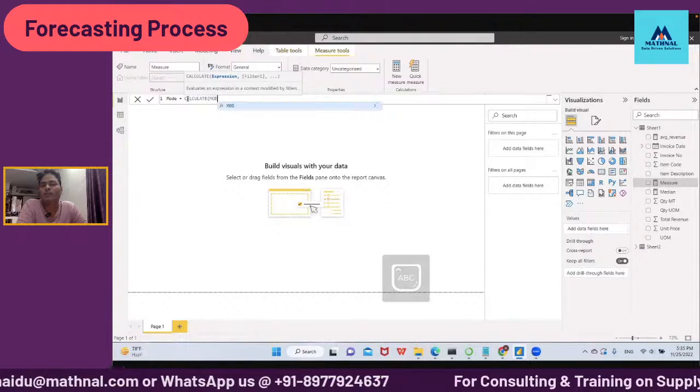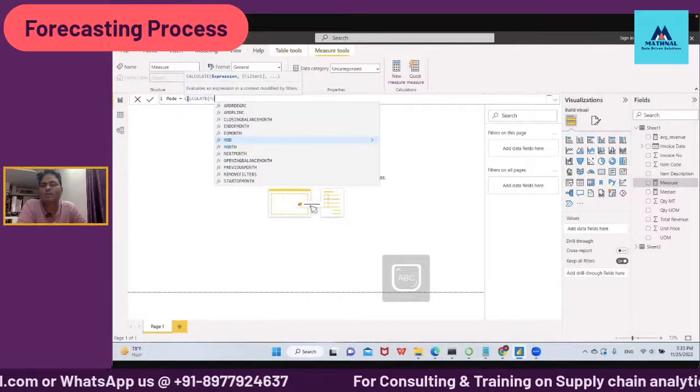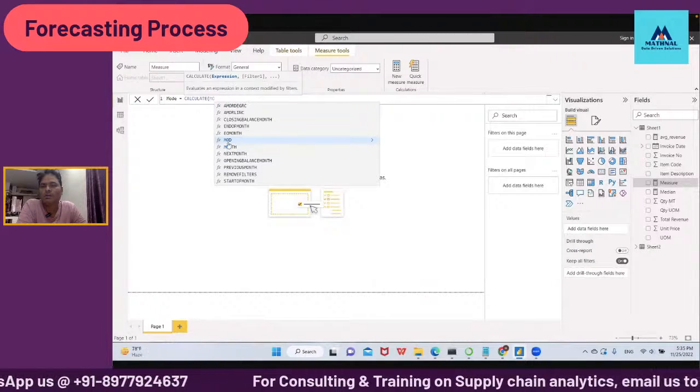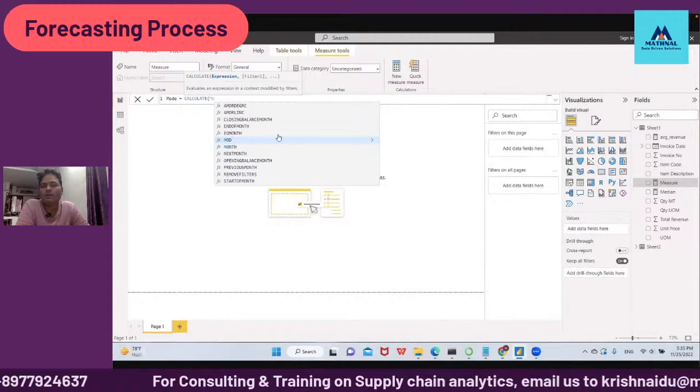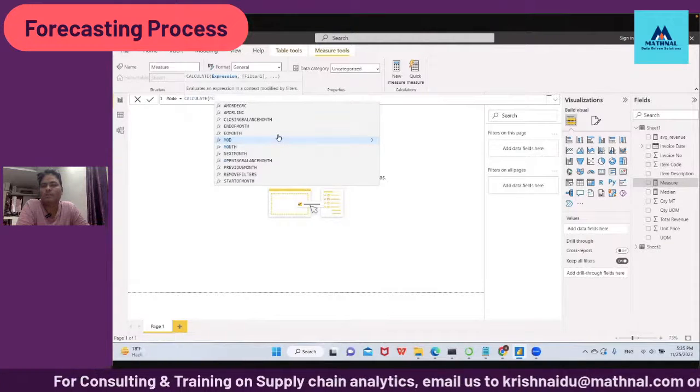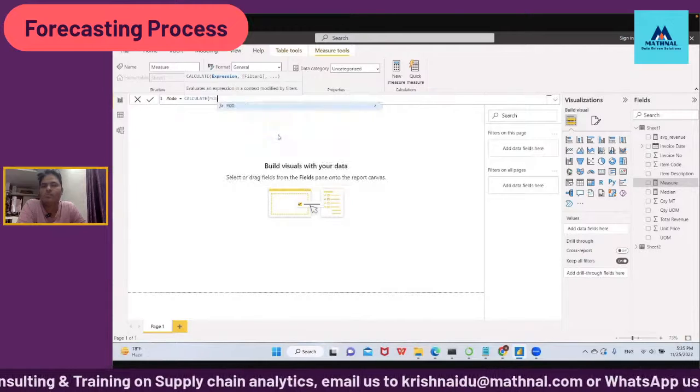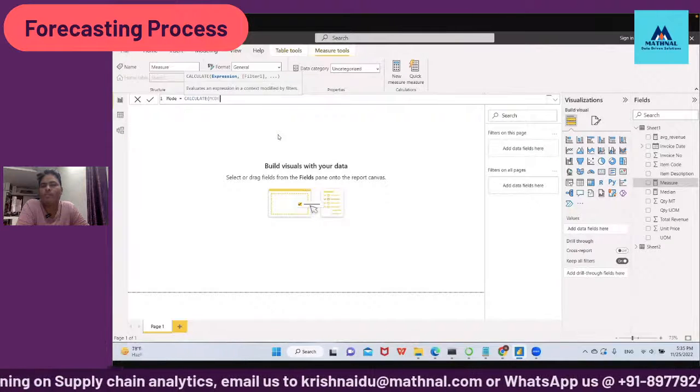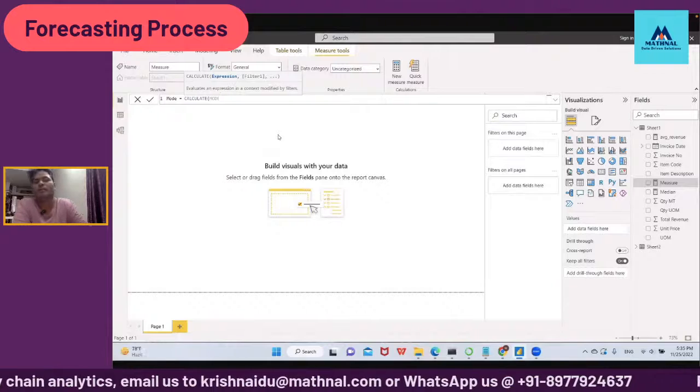Is there no mode in this? No, I think there is MOD only. MOD is not... No, it's not there. The expression is not available.